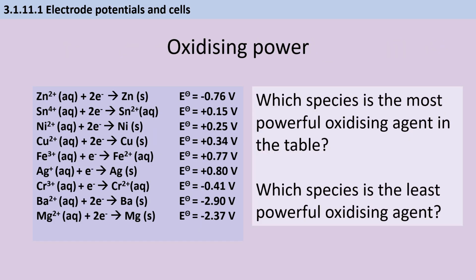A typical exam question will give us a list of reduction potentials, and things that are themselves being reduced are good oxidising agents. So by looking for the most positive number, we can identify the most powerful oxidising agent. Here, that's going to be for this equation, and therefore my most powerful oxidising agent would be the silver plus ion. Then my least powerful oxidising agent is going to be the least positive number. So in this instance, that would be barium 2+.